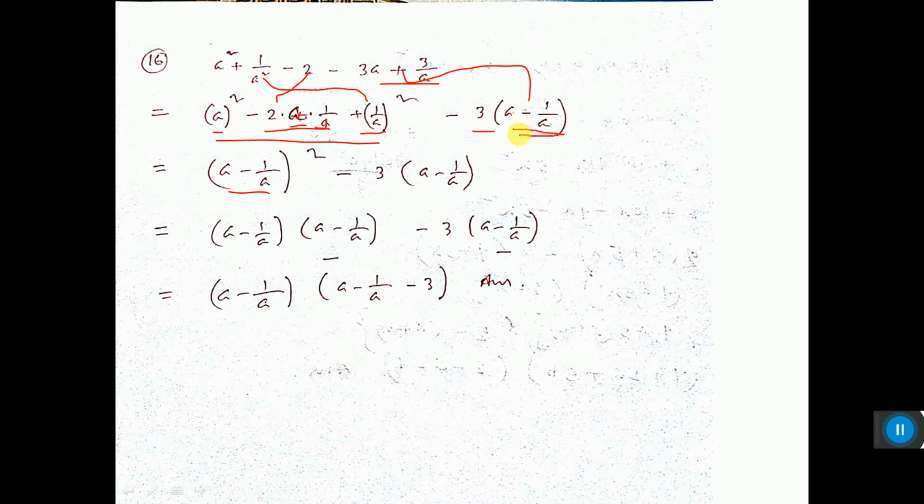Now see this: a minus 1 by a is common. This whole square means 2 times we can write. And here, now see, a minus 1 by a is there in both places. So you take it common. So here this 1 is left and here this minus 3 is left. So there are 2 factors you got. So this is the answer.